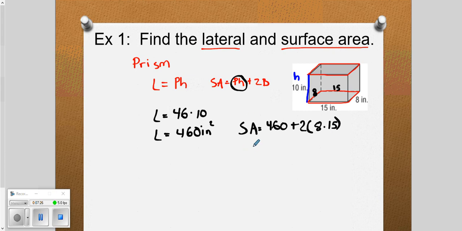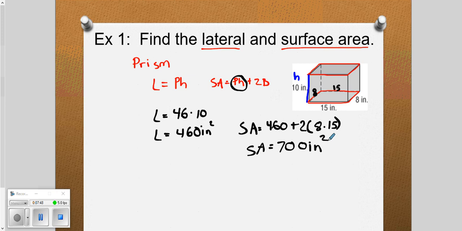And at that point, we're ready to type it in. So you can grab your calculator and type in what I'm typing in. It's going to be 460 plus 2 times 8 times 15. And if we do that correct, I'm getting exactly 700 inches squared.